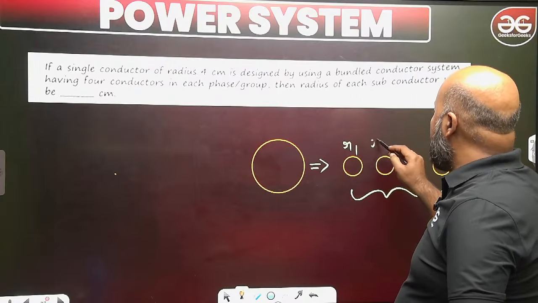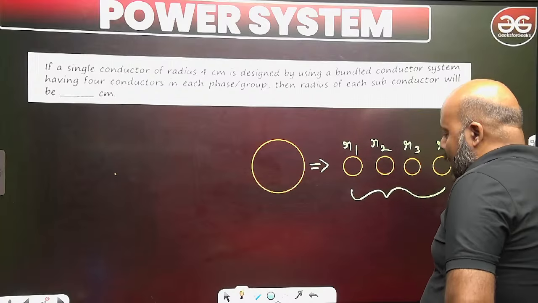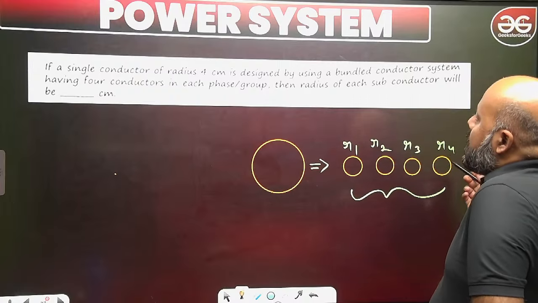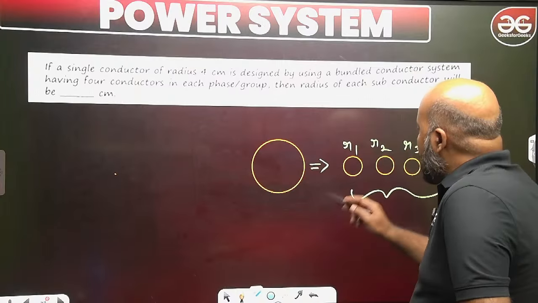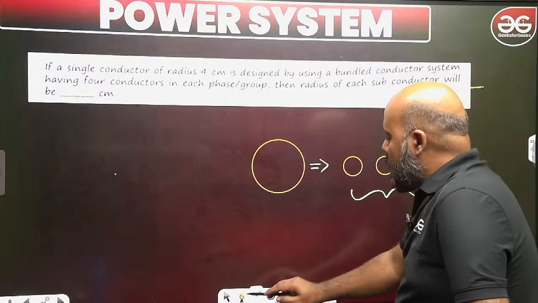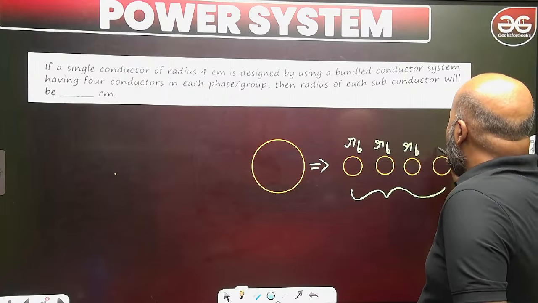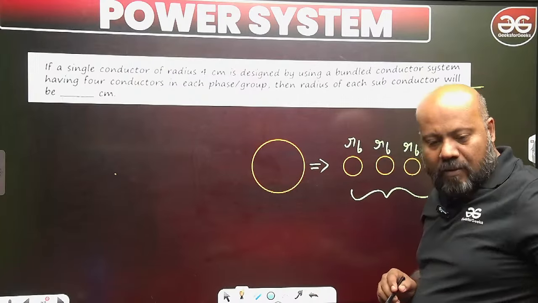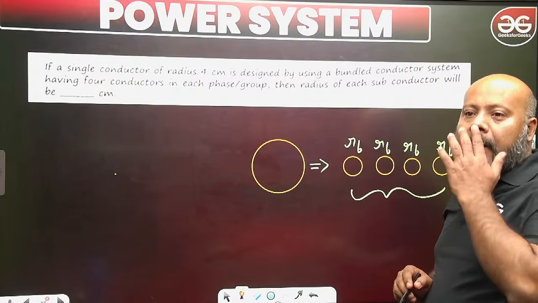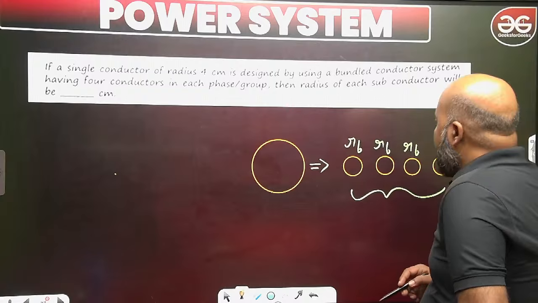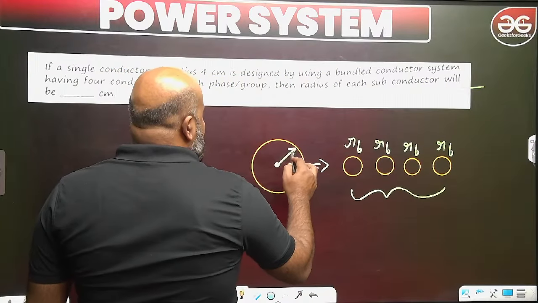So you have these 4 subconductors. Suppose this is R1, R2, R3, R4. And all of them are going to have the same radius, the radius of each subconductor. So this is going to be RB, RB, RB, and RB. And suppose the radius of the single conductor is going to be capital R.